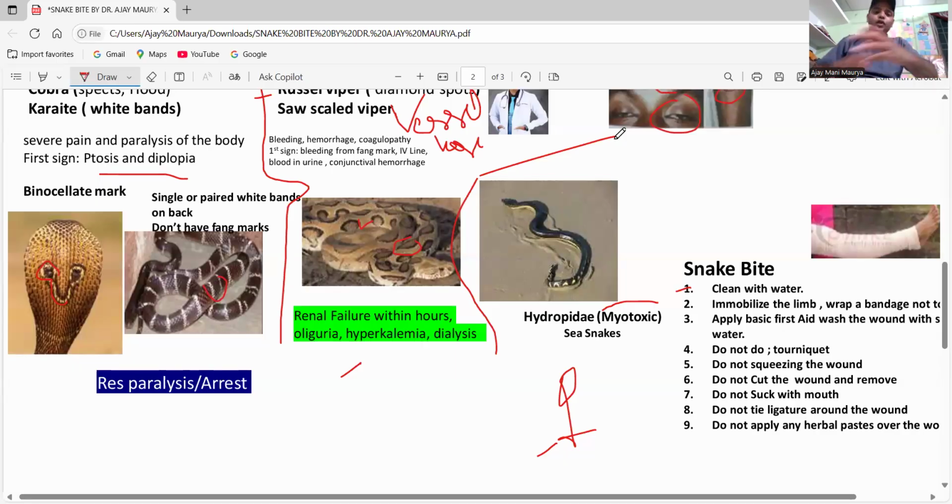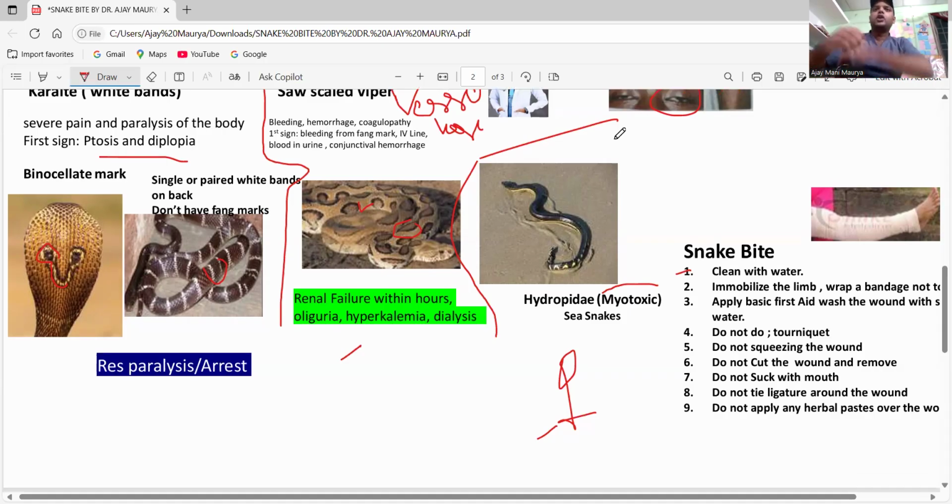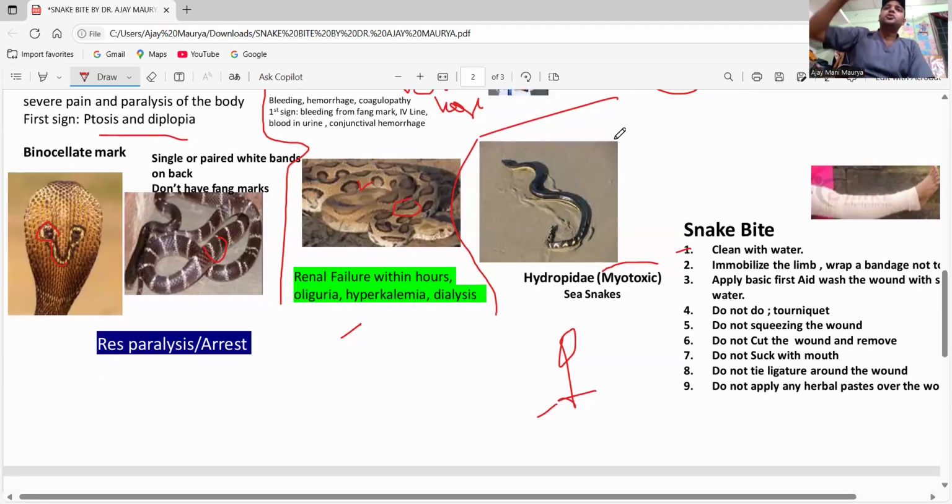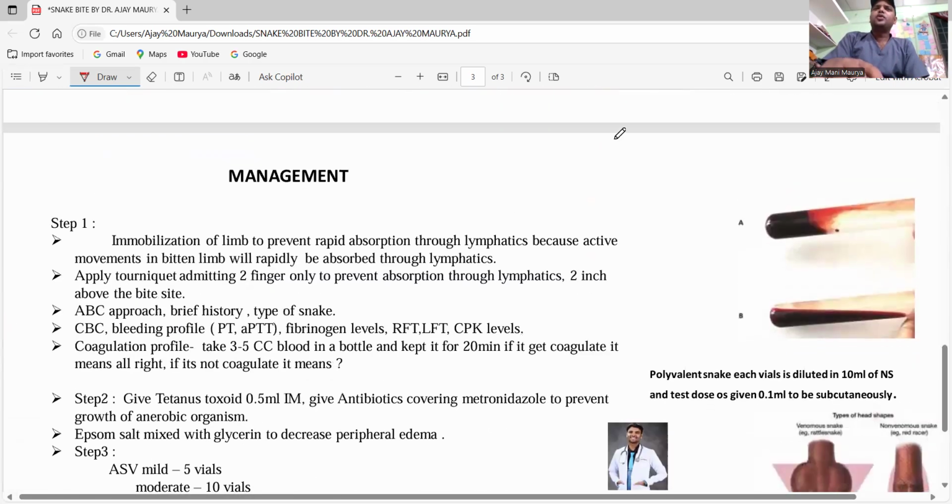What happens if you wrap too tightly? The arterial supply may be blocked. Then there will easily be necrosis there. That's why do not tie too tightly. Then always, every 50 minutes, you have to remove that and tie again. Remove that, tie again. That's one. And bring the patient to the hospital immediately.